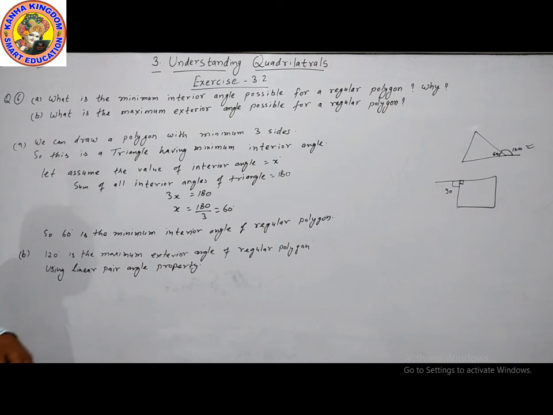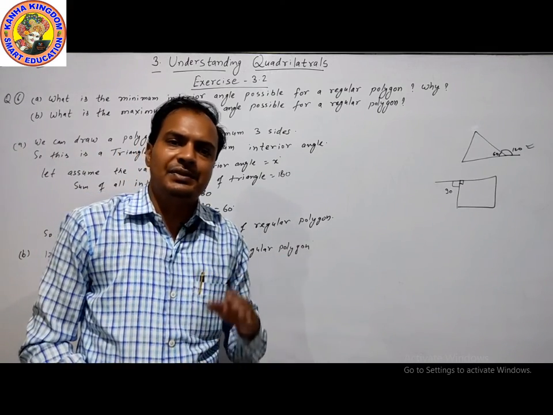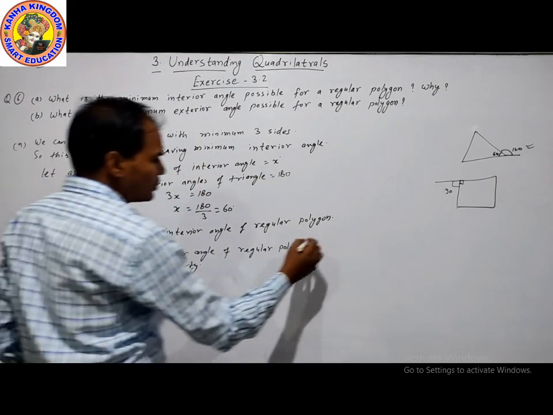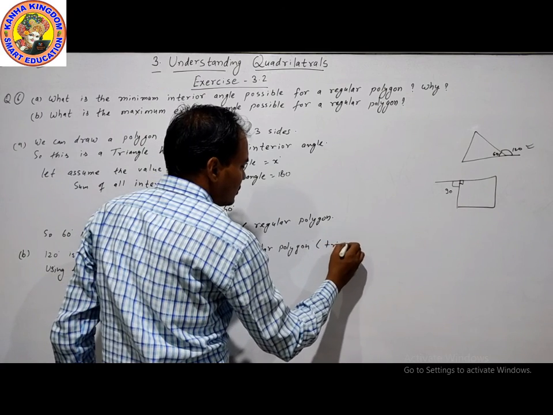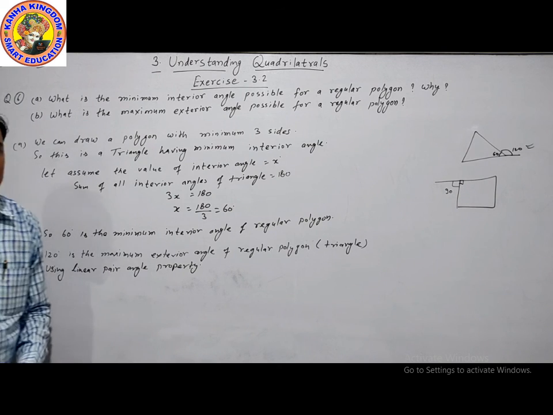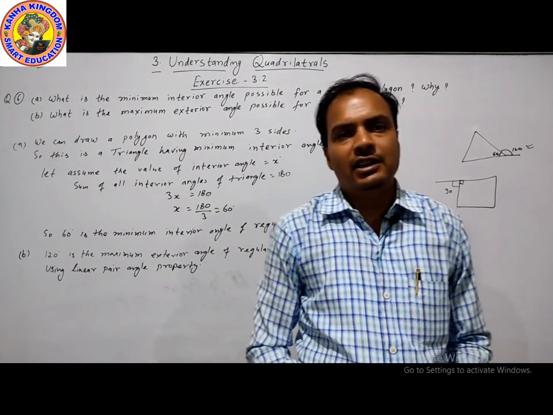What is the maximum? When interior is minimum, then exterior is maximum. In a triangle we have the minimum interior angle, so 120 is the maximum exterior angle of a regular polygon, which is the triangle. In a triangle we have an exterior angle of 120, which is maximum, using the linear pair angle property. You can take a screenshot of this. In our next video we will take another exercise.